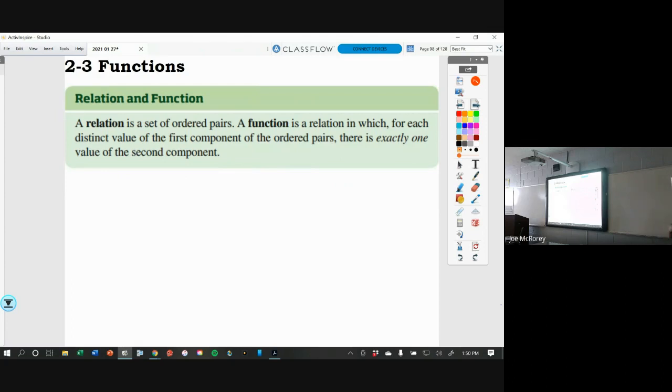A relation is a set of ordered pairs. Sometimes you can list every ordered pair in a relation, sometimes you can't. But a relation is a set of ordered pairs. A function is a relation for which, for each distinct value of the first component in the ordered pair, there is exactly one value of the second component.